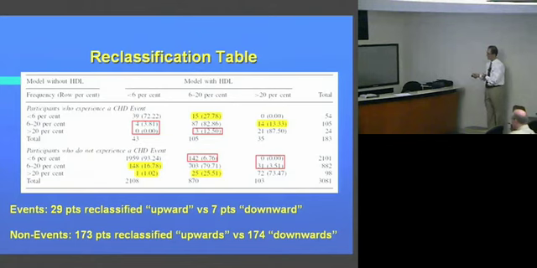Okay. And down here, among the people who didn't develop an event, you can see it's reversed, right? The ones that moved down are the right direction, and the ones that moved up are the wrong direction. So these are yellow here. If you add them up, 173 people were reclassified up and 174 down. Really, it didn't change anything very much.